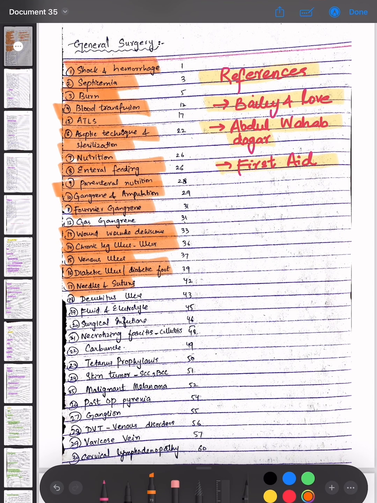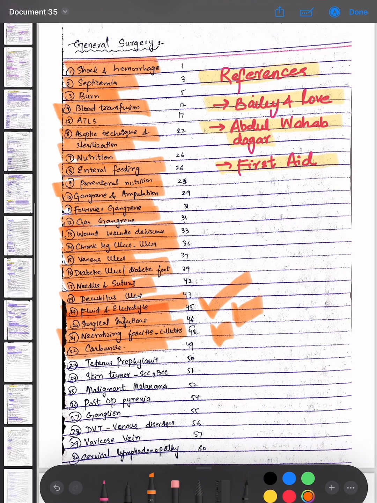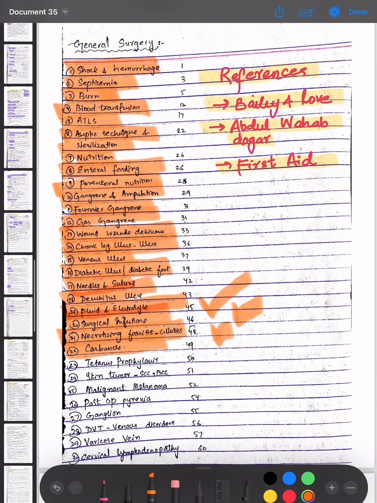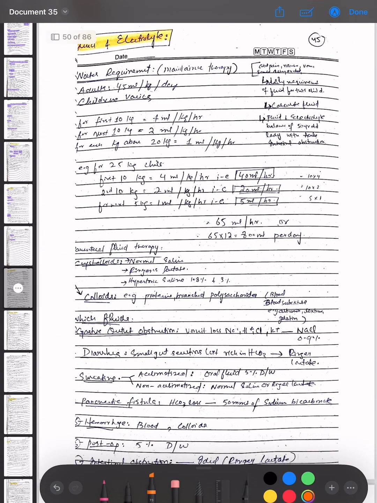Today we will be discussing the topic fluid and electrolyte. This one is our target today. Then we will discuss surgical infections, and then necrotizing fasciitis and cellulitis, and then carbuncle. So, starting from fluid and electrolytes. Okay, this is our topic today.